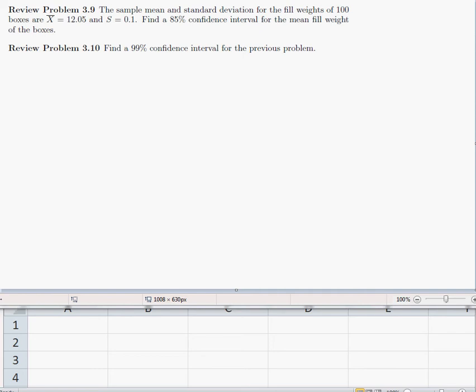Let's now take a look at this confidence interval problem, or actually these two problems. First off, we have the mean is given to be 12.05 and the sample standard deviation is found to be 0.1. Find an 85% confidence interval for the mean fill weight.